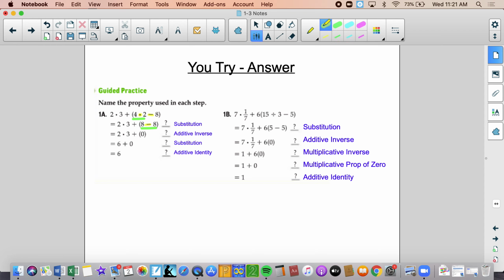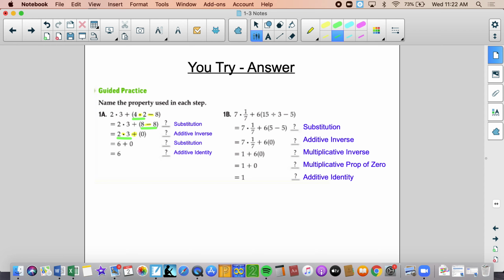All right, now let's look at the next step. What are the operations that we have? We have multiplication and addition. What are we going to do first? We're going to do multiplication. 2 times 3. 2 times 3 is 6. So we substituted 6 for the 2 times 3. And then 6 plus 0 we're going to do, which equals 6. And that is the additive identity. What do we add to an original number to get that original number? We add 0. So that's the additive identity.